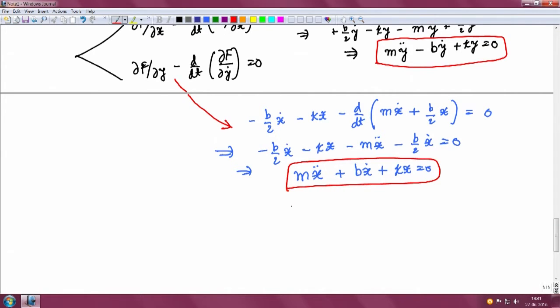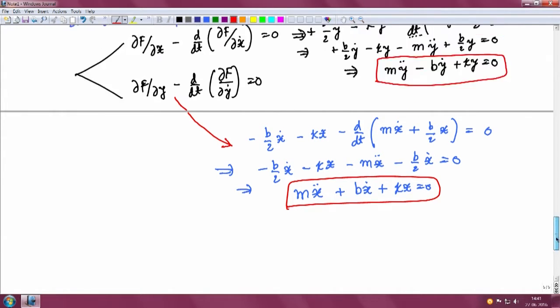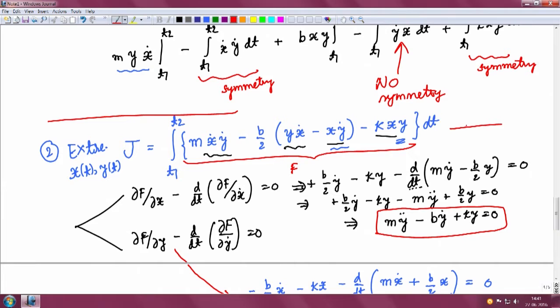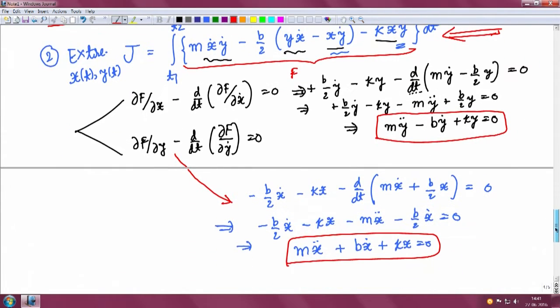So, even a dissipative system can lead to a functional, okay, which is what we have written here, which when we minimize we can get the differential equation that has dissipation. The only thing is we got two equations, we got that one and this one. This is dissipative.